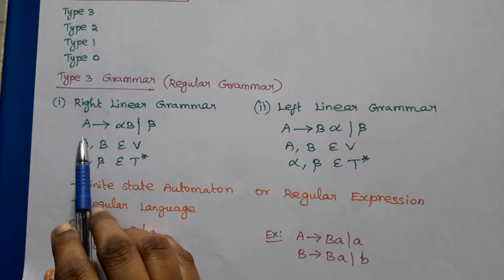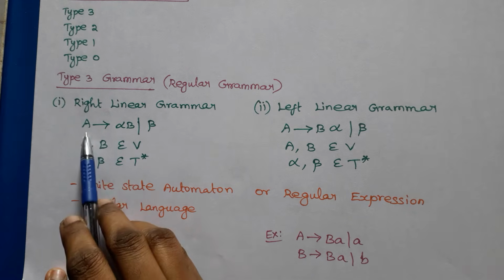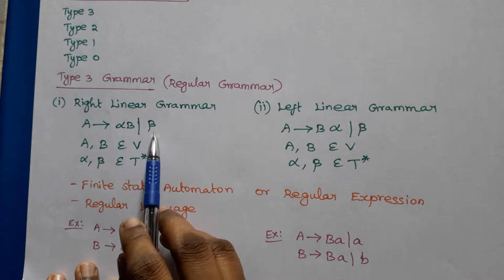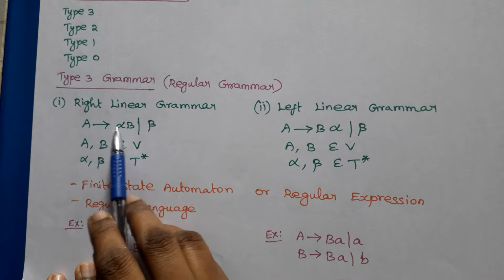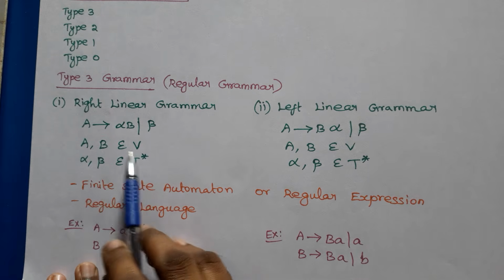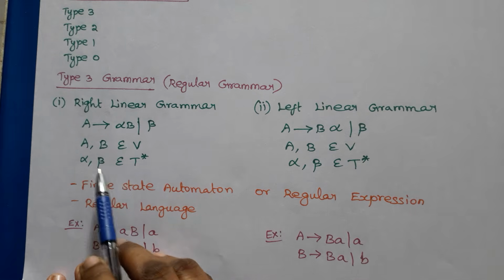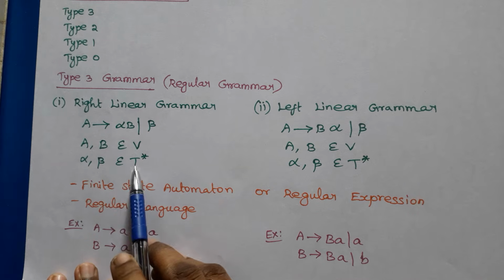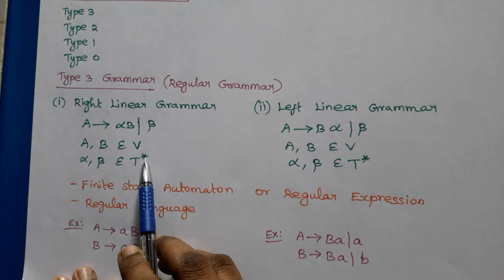Right linear grammar means this is the general syntax: A tends to alpha B bar beta. That is, A tends to alpha, another variable, bar beta. Here A and B are the variables, alpha and beta are the terminal symbols, any number of them. So here alpha and beta may be any number of terminal symbols.